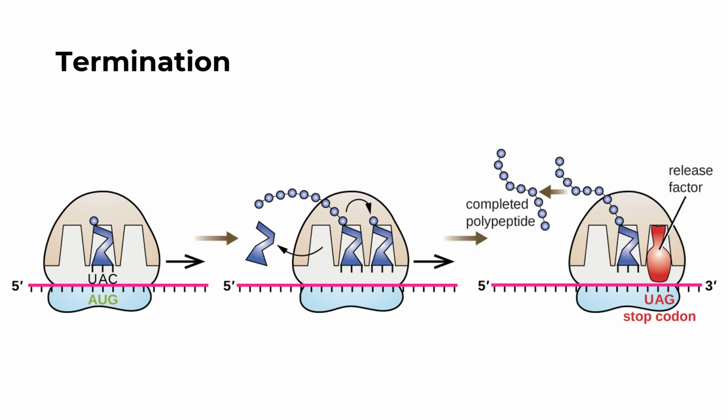This process will continue until the ribosome reaches the stop codon. Here, the ribosome will pause because there is not a tRNA that is complementary to the stop codon. This will allow for the binding of proteins called release factors that will then cause the entire complex to disassemble, resulting in the release of the completed protein.